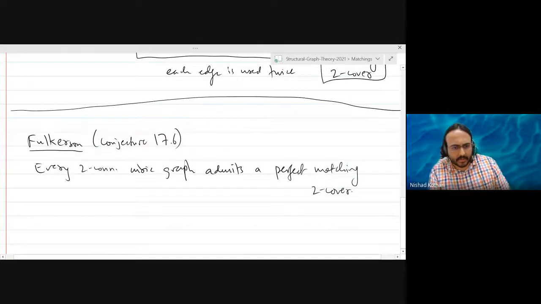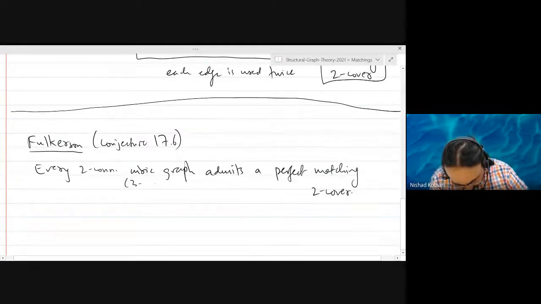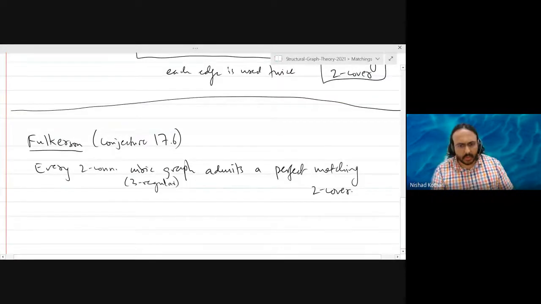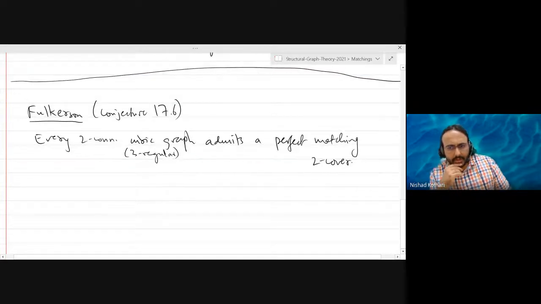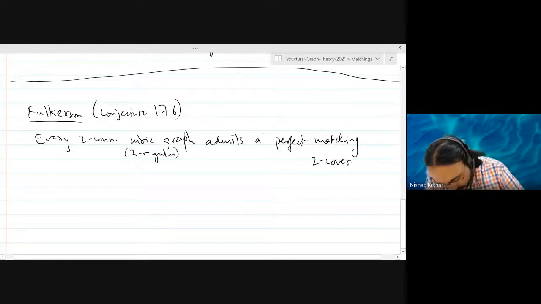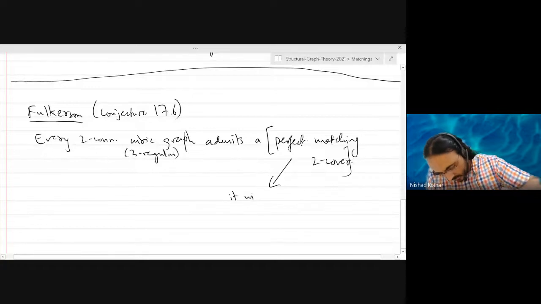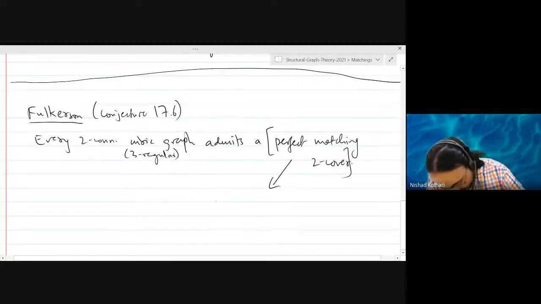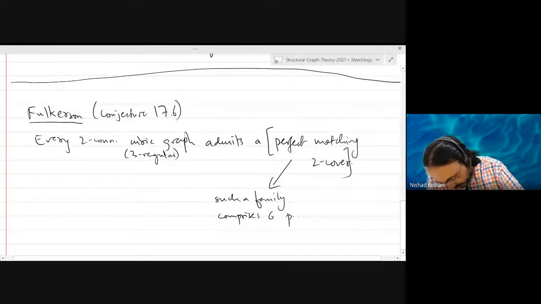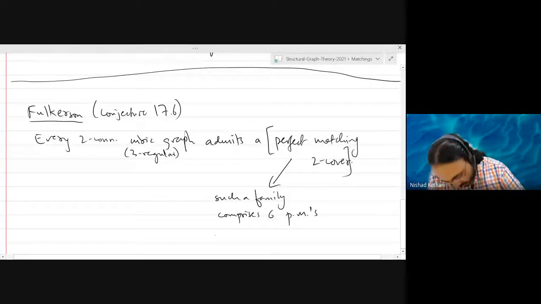Notice that because the graph is cubic, that is, three regular, you can do a simple counting argument and show that this has to be six perfect matchings. In fact, such a family comprises six perfect matchings by a counting argument.